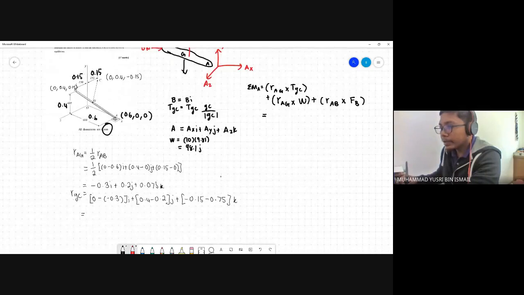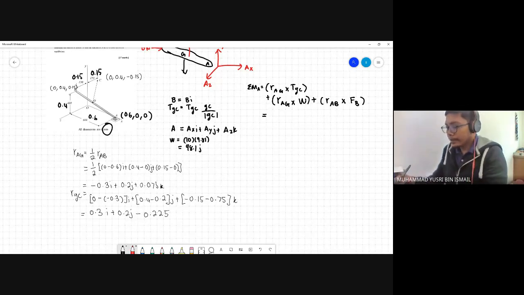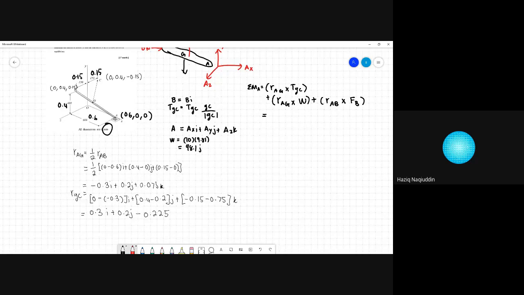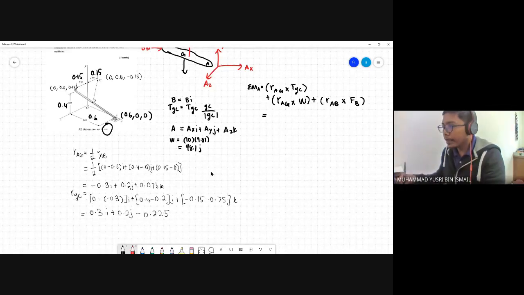So you will have 0.3 I plus 0.2 J and then minus 0.225. Sir, can I know why for the K it was negative 0.15 minus 0.75? Isn't it 0.075? Okay, 0.075.